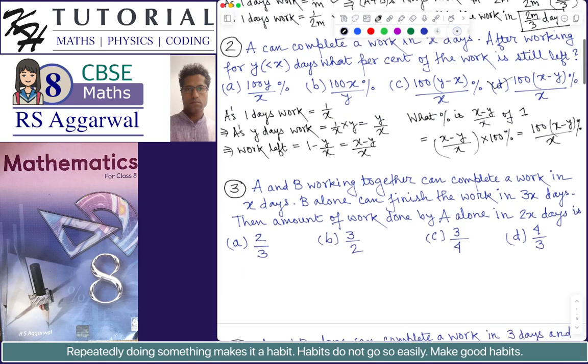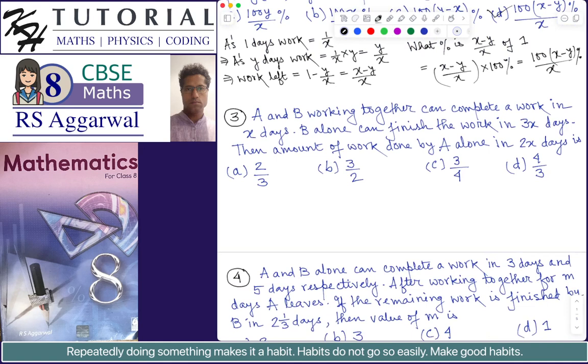Okay. Problem number 3. A and B working together can complete a work in X days. B alone can finish the work in 3X days. Then the amount of work done by A alone in 2X days is? If we want to find the amount of work done by A in a certain number of days, that is 2X days, we first need to find the amount of work done by A in one day.